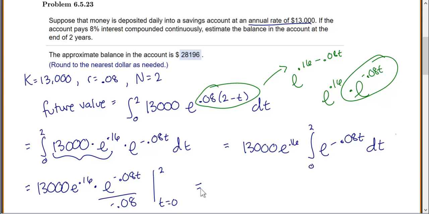At this point, I'm just going to put it in my calculator because we've done quite a few of these. And I get 28,195.516. And as you can see in their solution, they did round up.